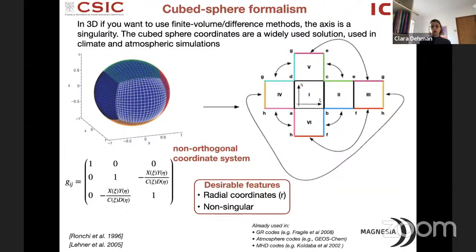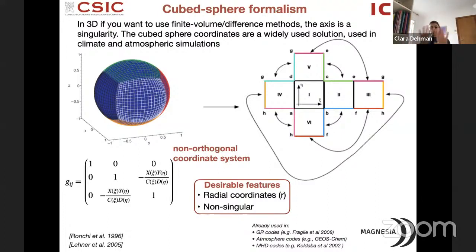It's not a new problem. It's a well-known problem in atmospheric physics, GR codes, geophysics and so on. And what people consider in general is this cubed sphere formalism. In order to understand this formalism, let's imagine that we have a cube. The cube has 6 surfaces, and we start inflating our cube such that the 6 surfaces cover a spherical surface.